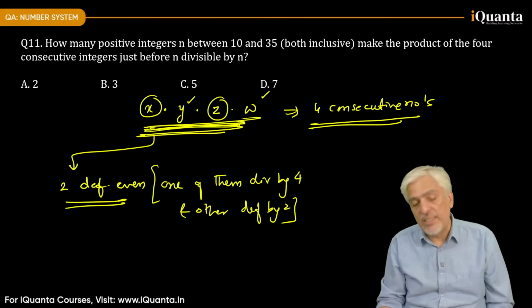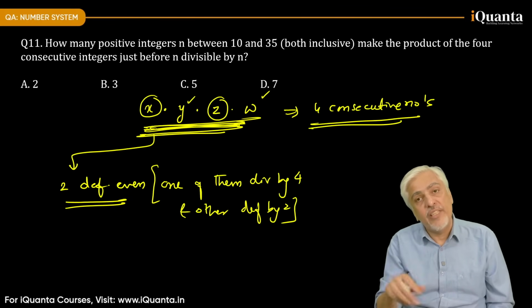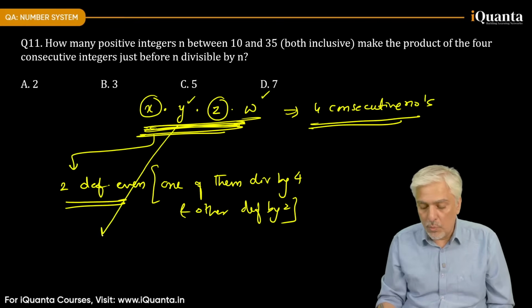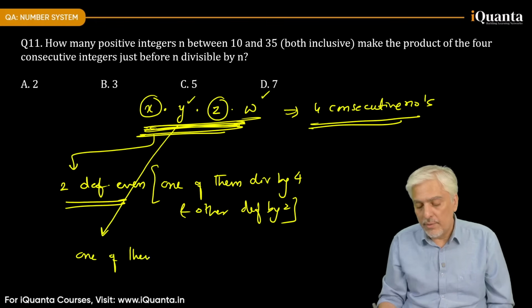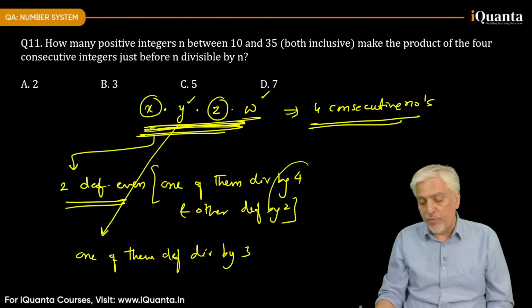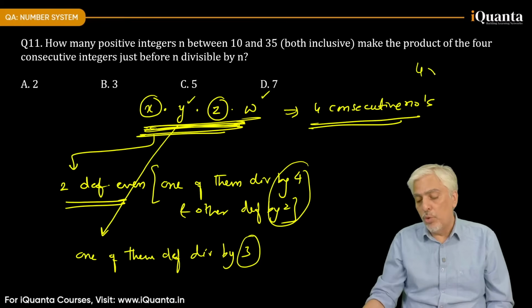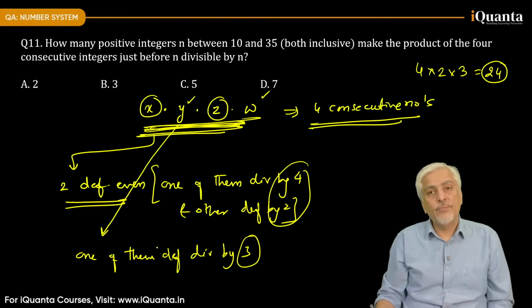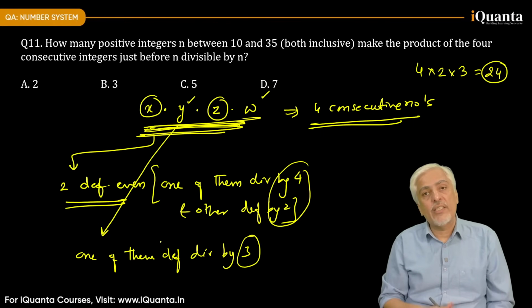And if there are 4 numbers, one of them will definitely be divisible by 3 because every third number is divisible by 3. One of them definitely divisible by 3. That means here we have got 4 and 2 and here we got 3. 4 2s are 8, 8 3s are 24. That means the number will definitely be a multiple of 24. And therefore, again we are looking for factors of 24.